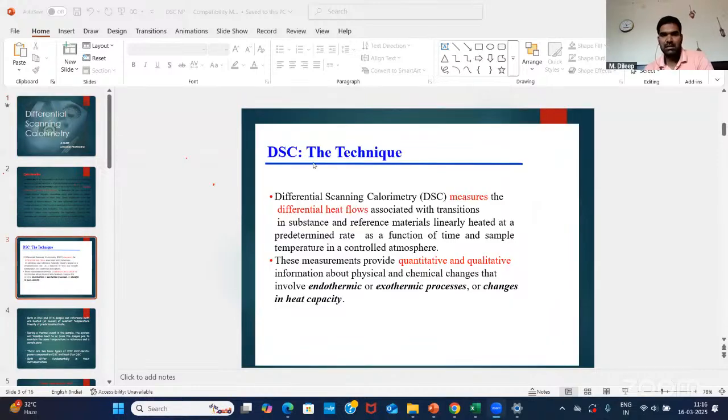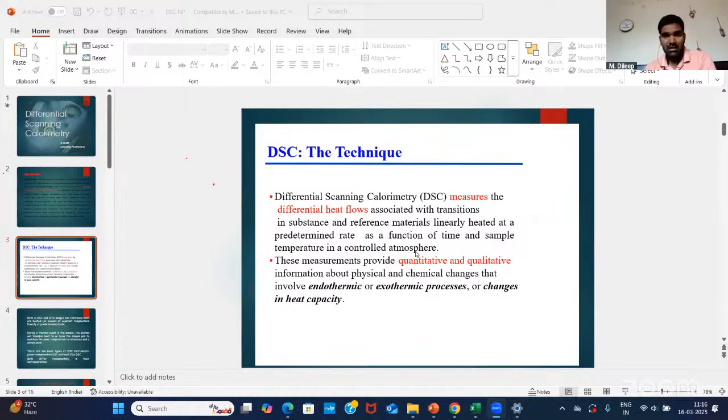So what is this DSC? The technique is differential scanning calorimetry. DSC measures the differential heat flows associated with transitions in substance and reference materials linearly heated at a predetermined rate as a function of time and sample temperature in a controlled atmosphere.